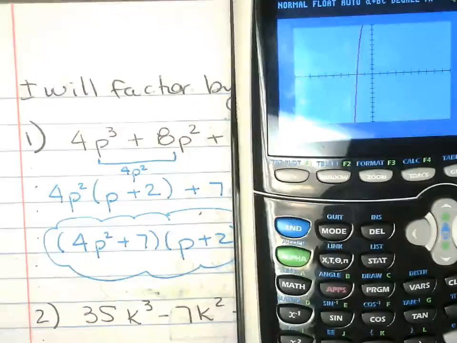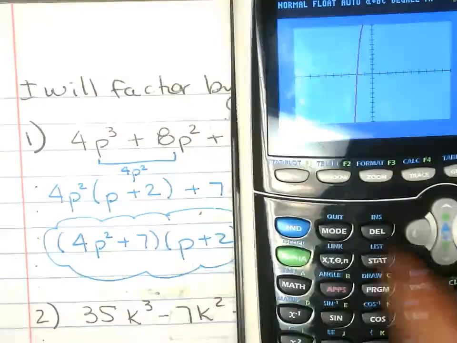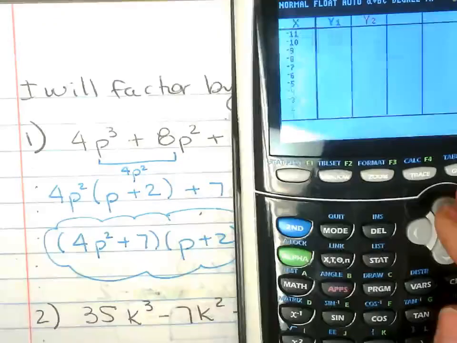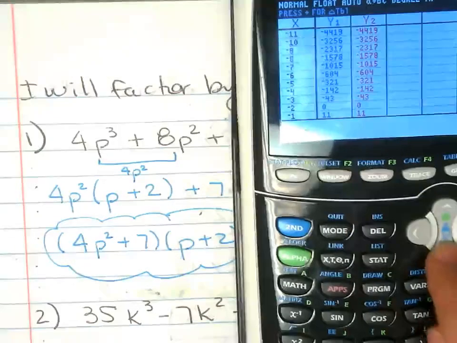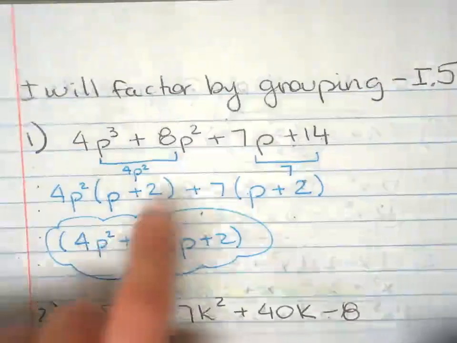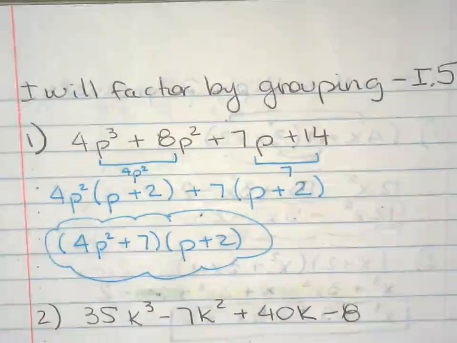So that's a good thing. They overlap, so that means that's the same graph. When you look at the table, you can see that Y1 equals Y2. That means this is the same as that one. So we did the right thing.